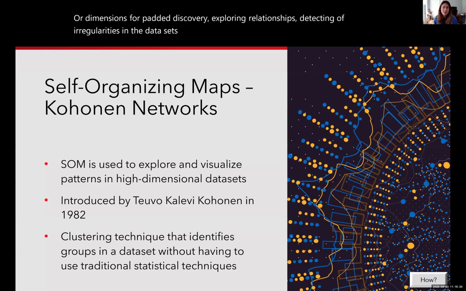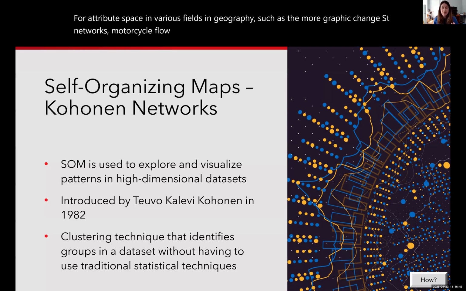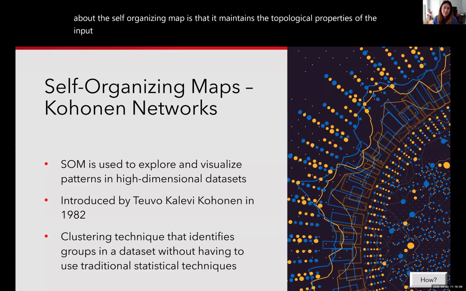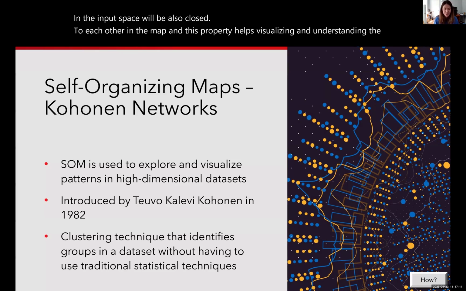And SOM is applied as a dimensionality reduction technique for attribute space in various fields in geography, such as demographic change, street networks, motorcycle flow, or trajectory analysis. What is good about the self-organizing map is that it maintains the topological properties of the input space, meaning that neighboring data points in the input space will also be close to each other in the map. And this property helps visualize and understand the relationship between data points.